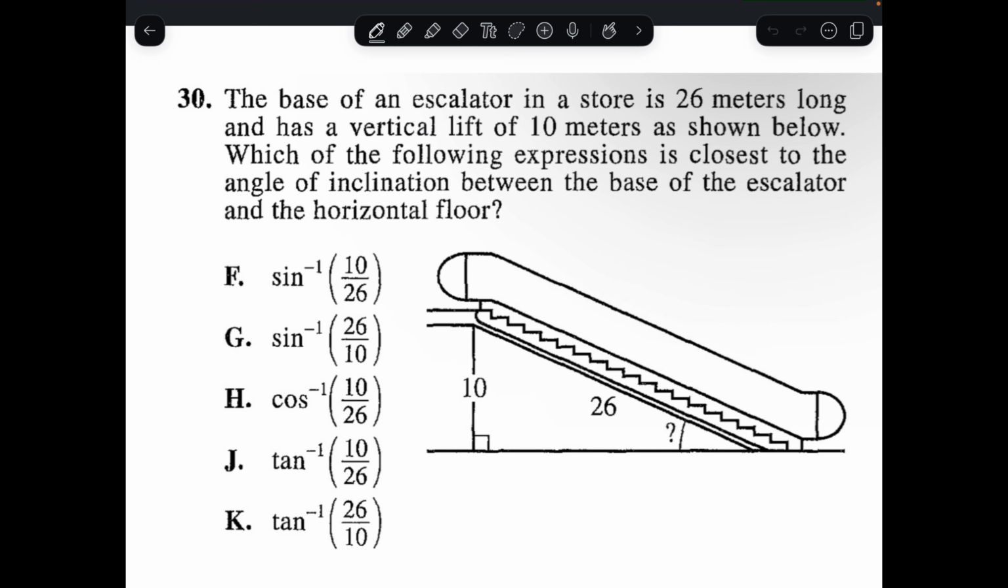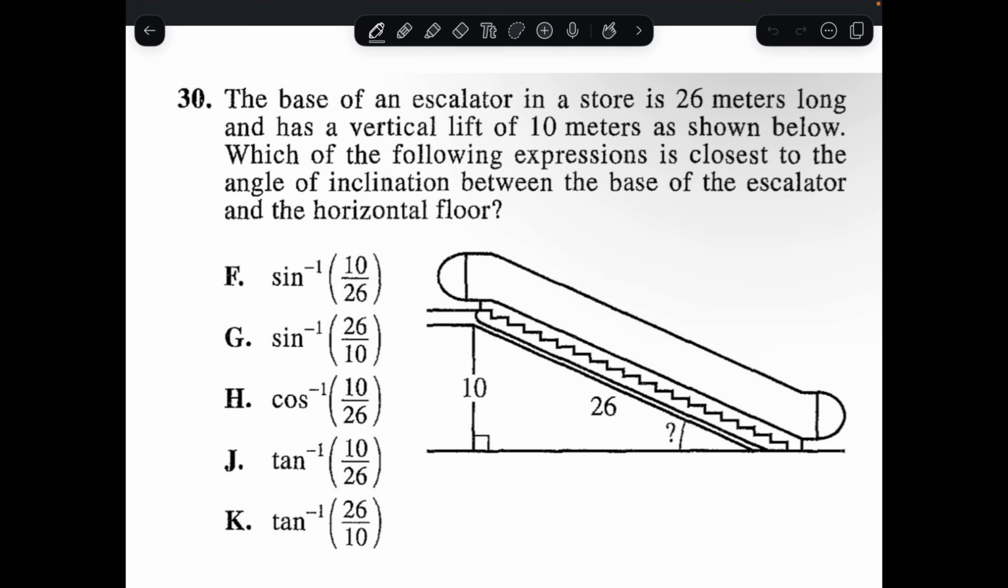Question 30 says, the base of an escalator in a store is 26 meters long and has a vertical lift of 10 meters as shown below. Which of the following expressions is closest to the angle of inclination between the base of the escalator and the horizontal floor?